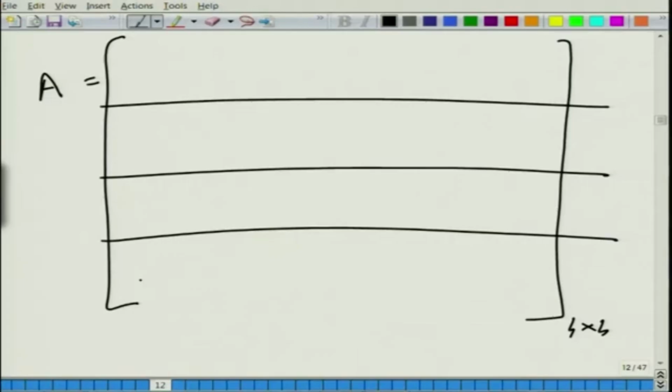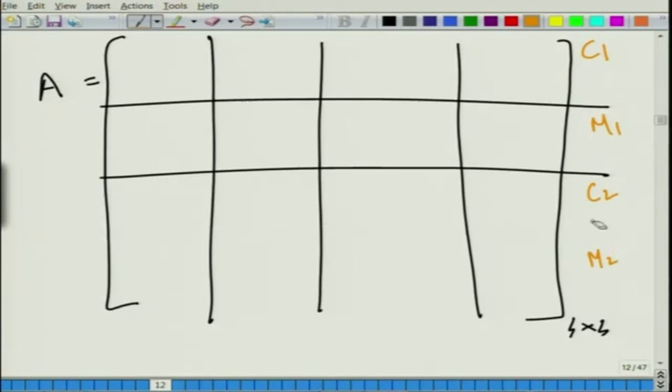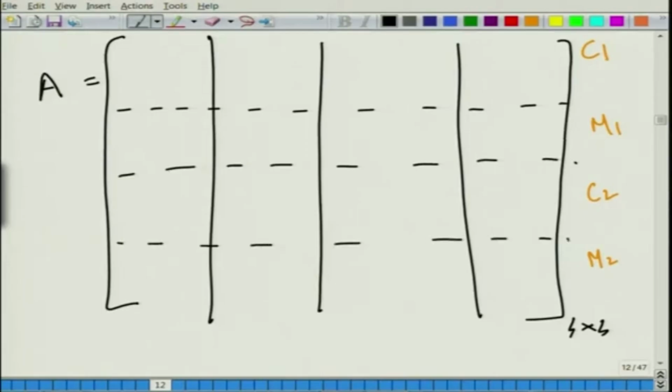Let me make equal spacings 3 and 4. It is understood that the first row is continuity in duct 1, then momentum in duct 1, continuity in duct 2, momentum in duct 2. I should have drawn dotted lines. Now let us fill in the different entries.